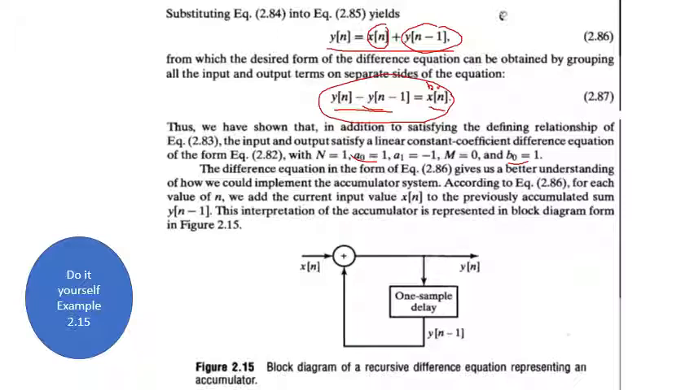This is the recursive block diagram of this equation. You can see the input is added with the previous delayed output. If this is the output and we use a delay, this is y of n minus 1. y of n minus 1 is added with the input, these two get added, and they produce the output. You have to do example 2.15 yourself. We have compared the coefficients. The order of input is 0, the order of output is 1.